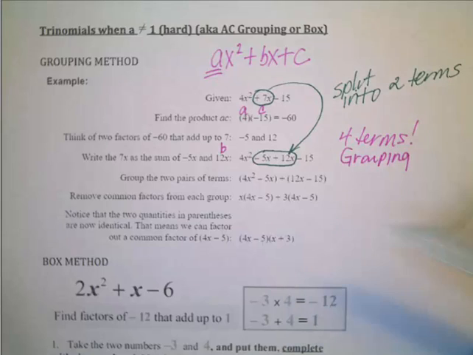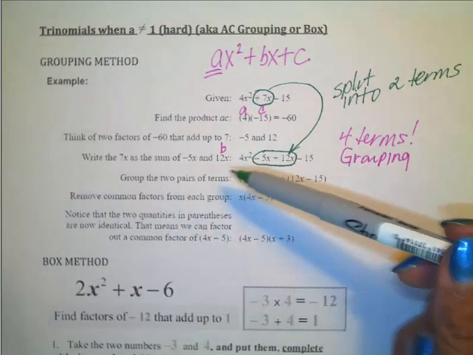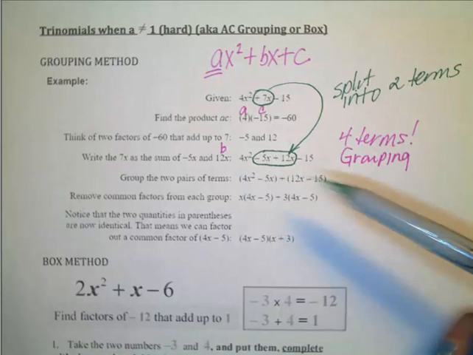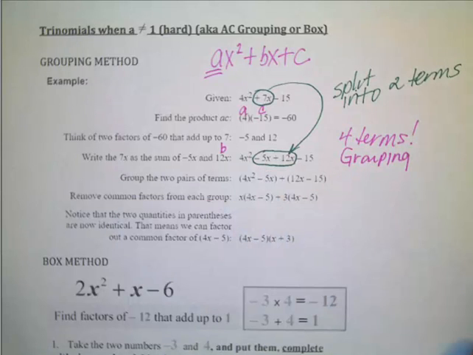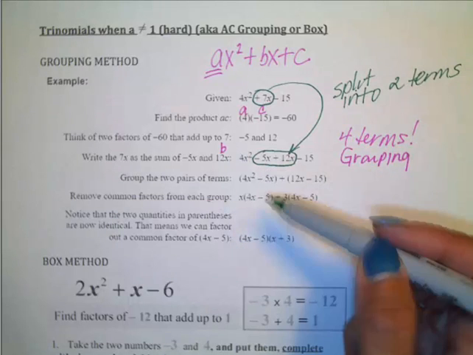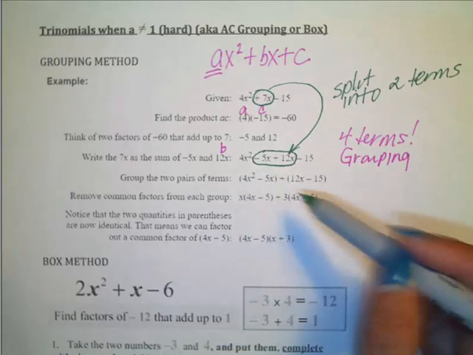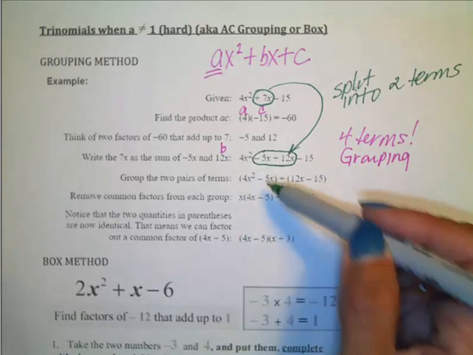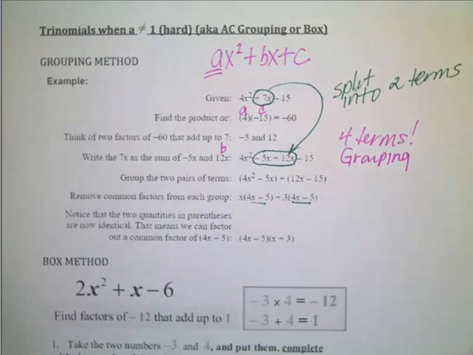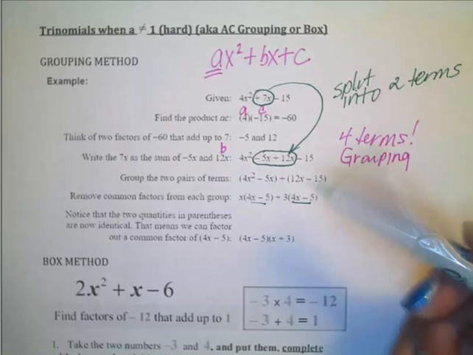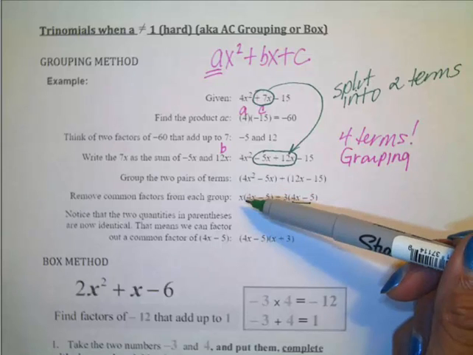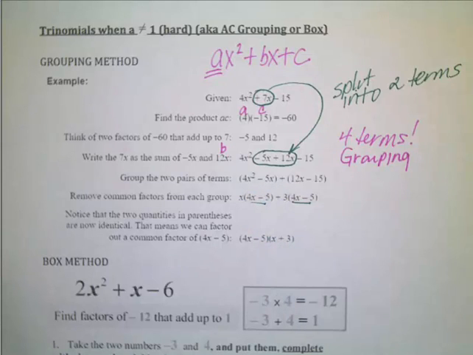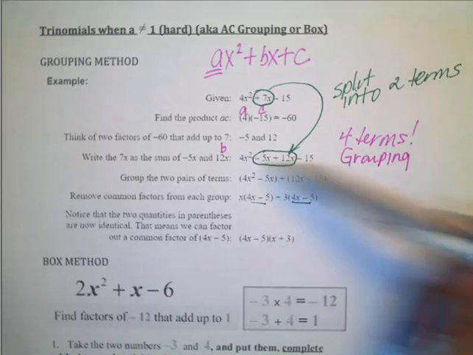So now I have to group the two pairs of terms. So I take the first two terms and I take the last two terms. I want to find the common factor or the GCF of each grouping. So what's in common in the first group? X. What's in common in the second group? 3. When I take it out, look what happens. I get a common factor. So now I'm going to take out that common factor of 4x minus 5, and I'm left with a new factor of x plus 3. Pretty cool.